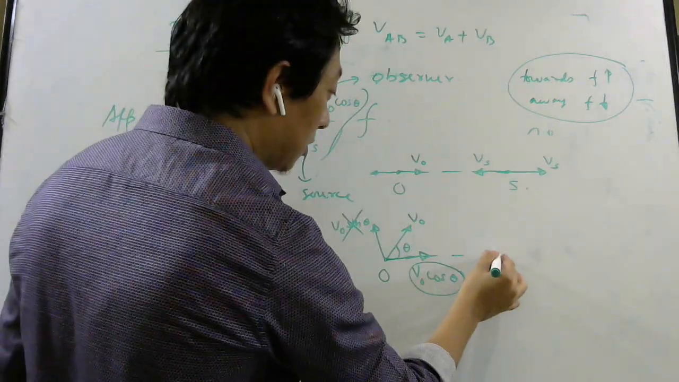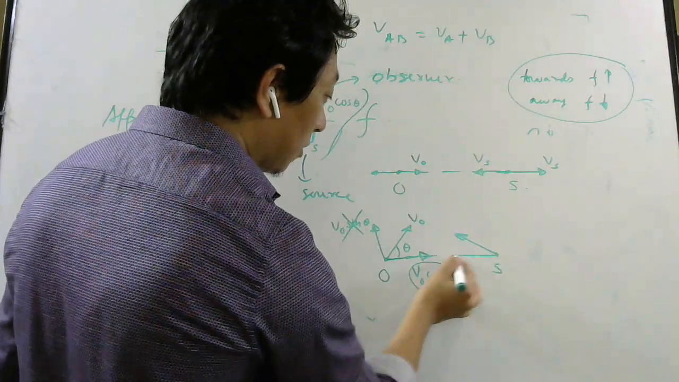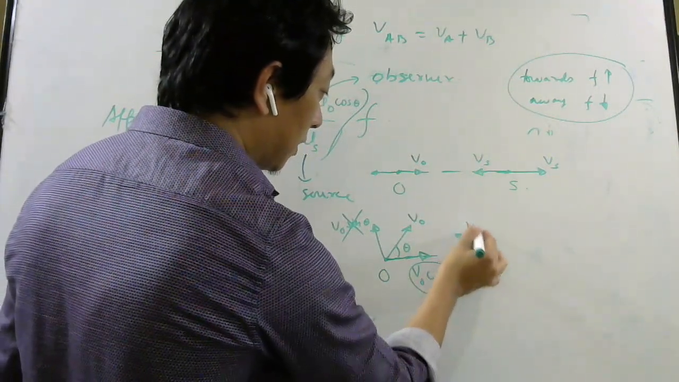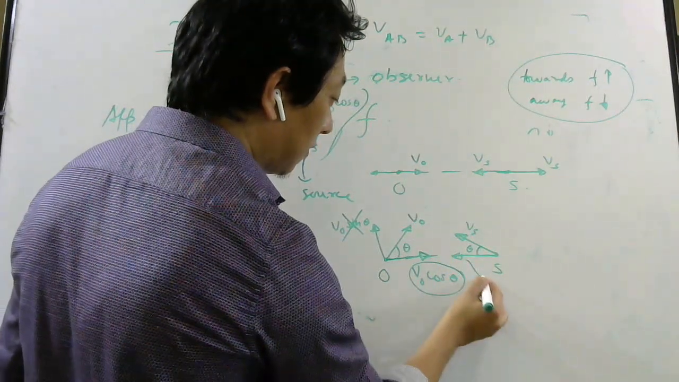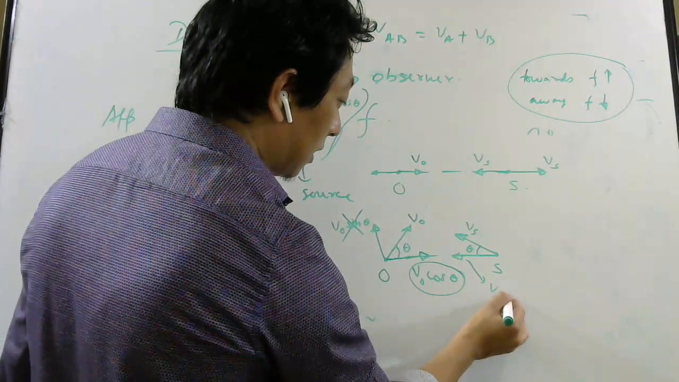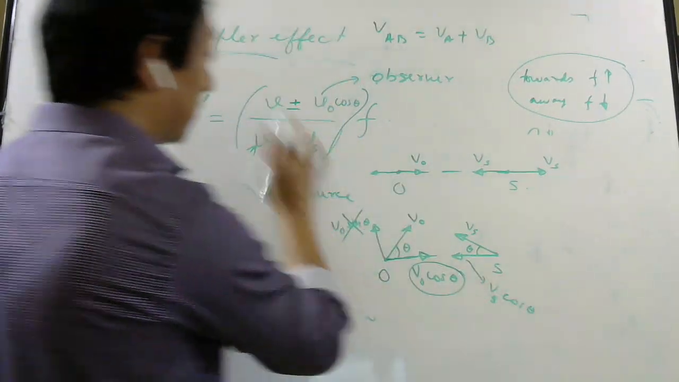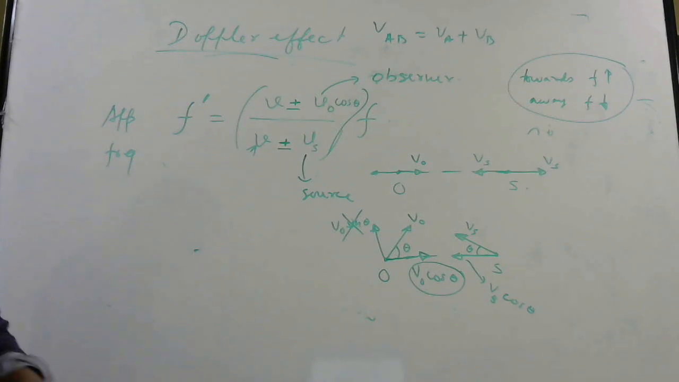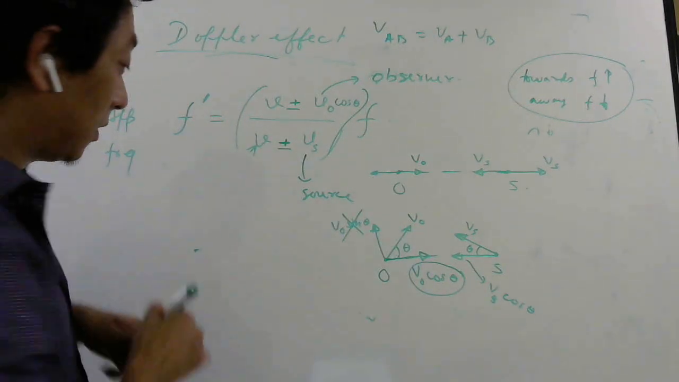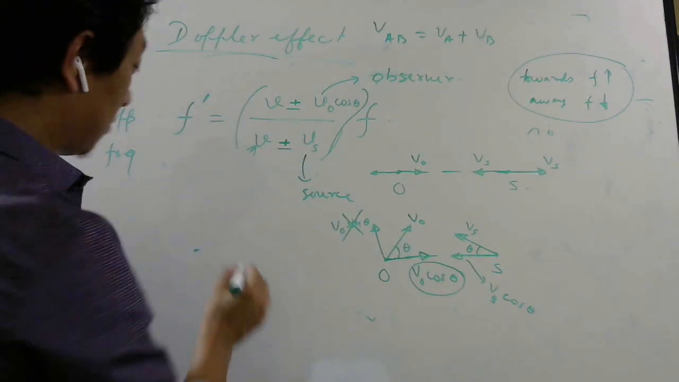Same thing if the source is moving this way, we will take the component of Vs, this is theta, and Vs cos theta, and then substitute here. Okay. So if you have understood this, then let me just quickly discuss one simple problem.